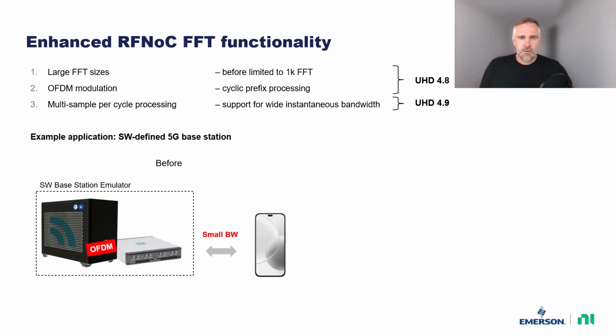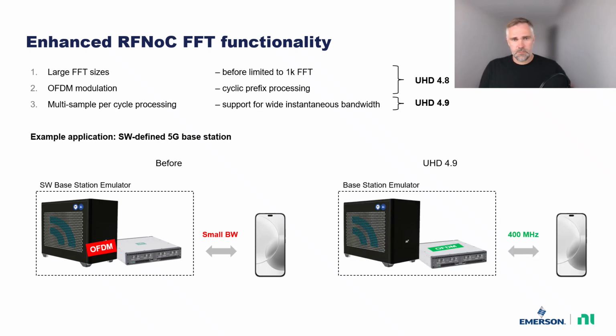So let's have a look into a 5G wireless communications example. So far, a software-defined base station would use a USRP as a digital to RF converter and implement all the lower physical layer functionality in software. And this really can limit the supported bandwidth. In UHD 4.9, OFDM processing can now be offloaded to the USRP FPGA, and that reduces in return the computational burden for the rest of the system.